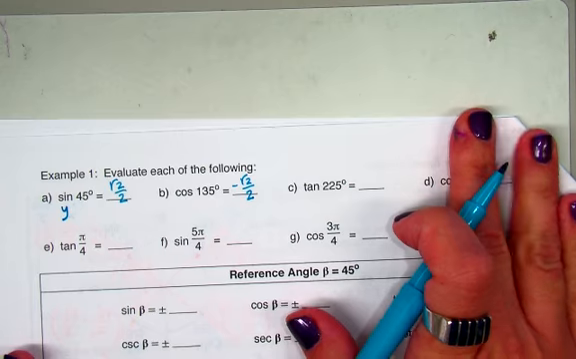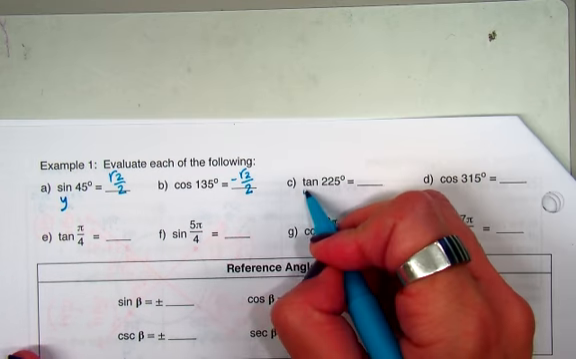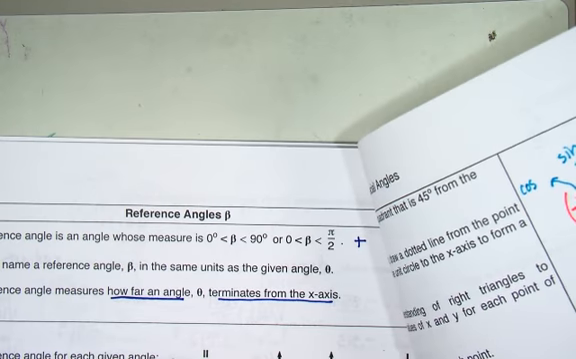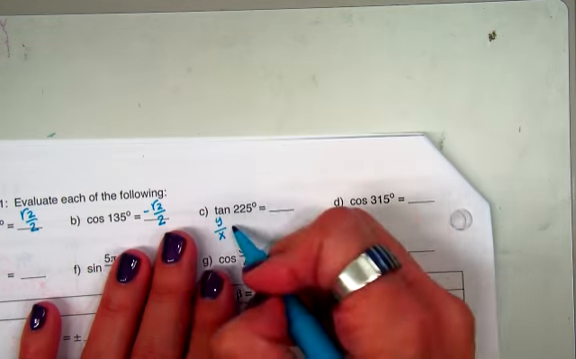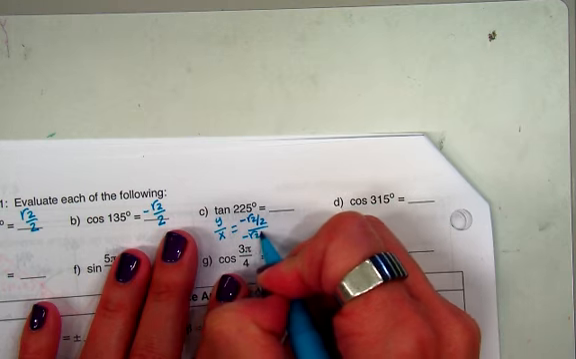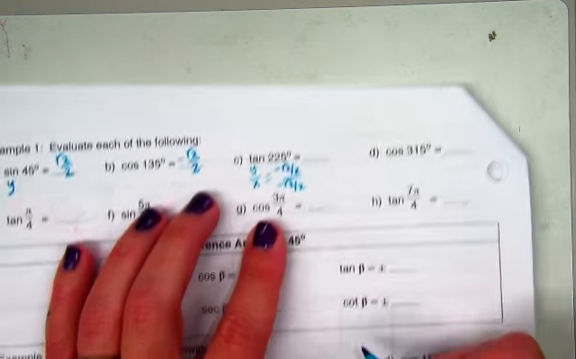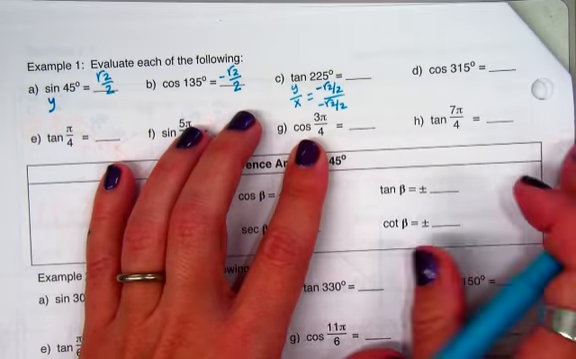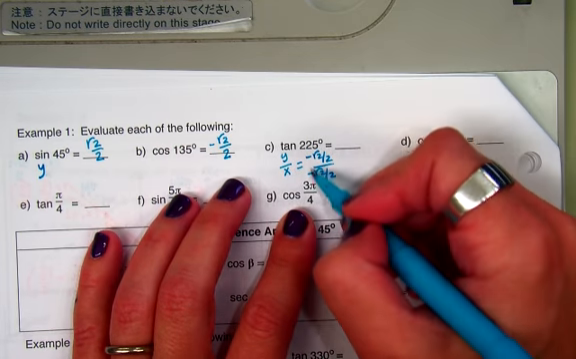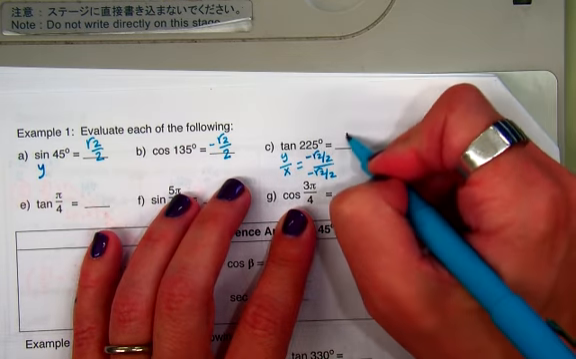Tangent of 225. Well, tangent we know is y over x. 225 is in quadrant 3, so they're both negative. So I would have negative root 2 over 2 divided by negative root 2 over 2. And then I've got this complex fraction that I have to simplify. Well, what does that just become? You guys know. Negatives cancel out. This is the same thing, so my answer is 1.